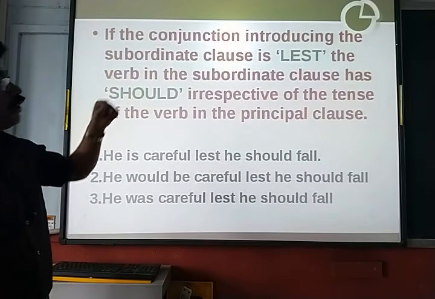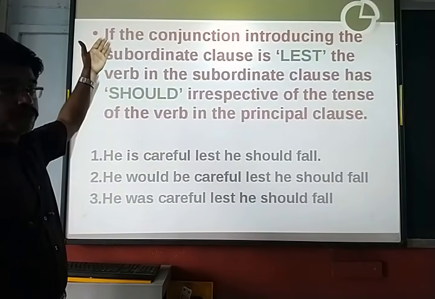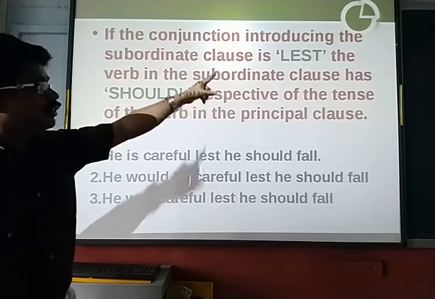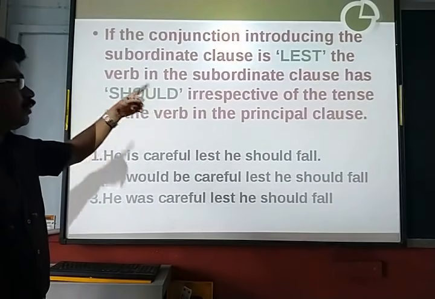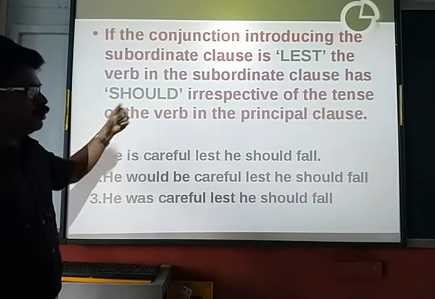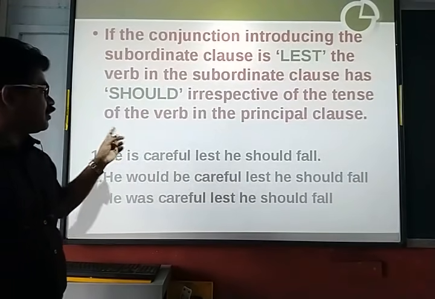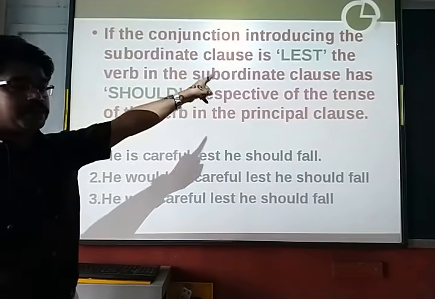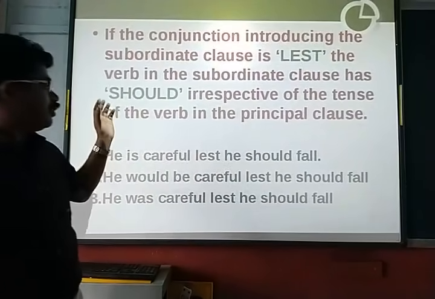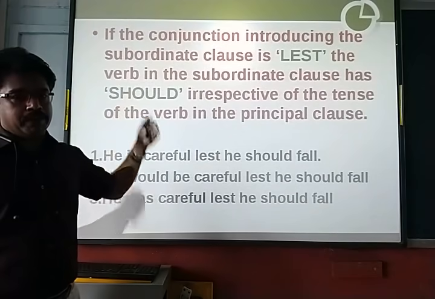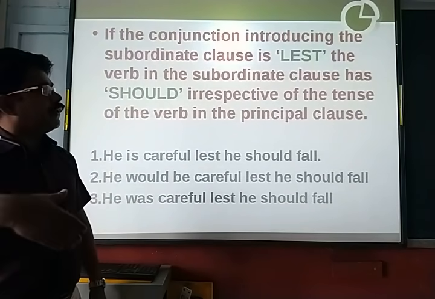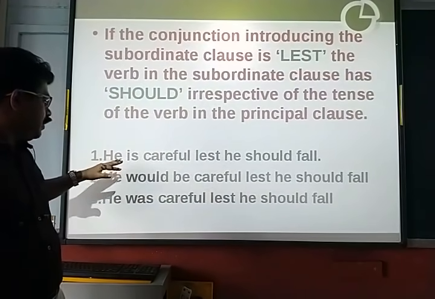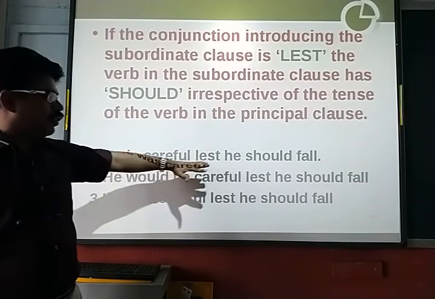If the conjunction introducing the subordinate clause is a continuation of the first one, as an exception is given there, the second exception is this: the subordinate clause is introduced by lest. The verb in the subordinate clause has should, irrespective of the tense of the verb in the principal clause. So if it is followed by lest, the word should will be used. That's a compulsory thing. Let's see, he is careful lest.